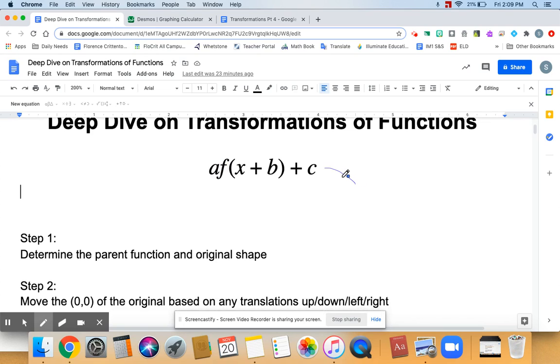The c on the end, if it's at the end of everything and it's positive, it's telling you to translate it up. And if it's negative, it's telling you to translate it down. Inside the function, this b, what does it mean if it's positive? If it's positive, it's telling you to go to the left, because inside of the parentheses is opposite of what you think, which means if it's negative, it's telling you to go to the right.